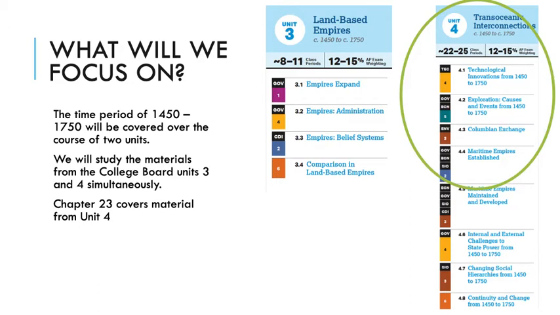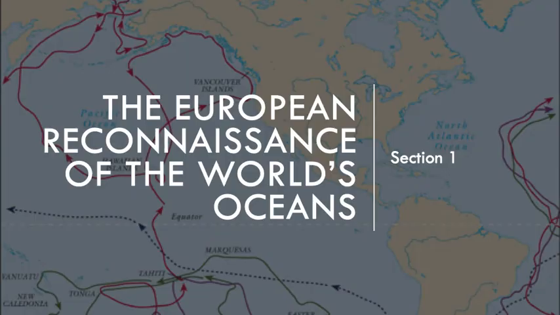So chapter 23 covers the material from unit 4. Section 1 deals with Europe's reconnaissance of the world's oceans. What we begin to see happen after 1400 is Europeans begin to take an interest in exploring the oceans, first off the coast of the Atlantic, and then eventually we see them going into the Pacific. By the end of the 1400s, we begin to see the voyages of Columbus that led to the connection of the two hemispheres.